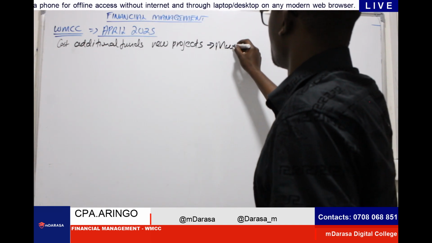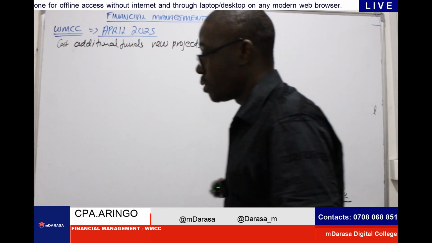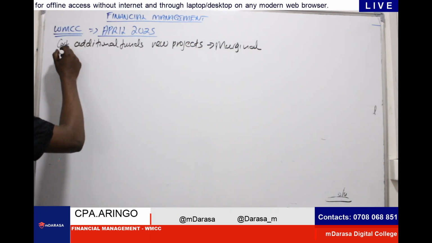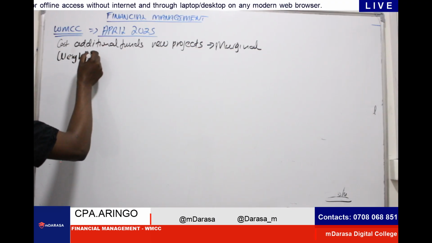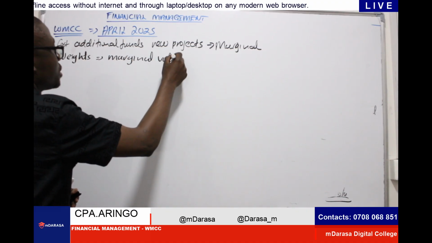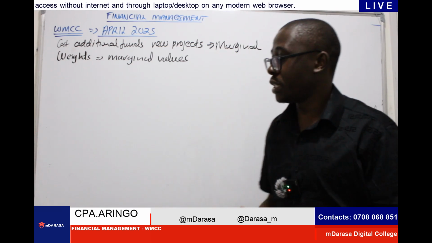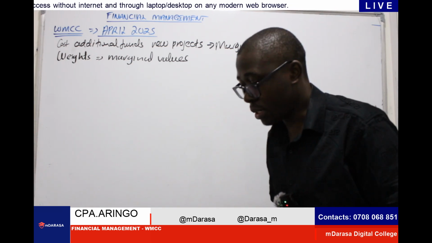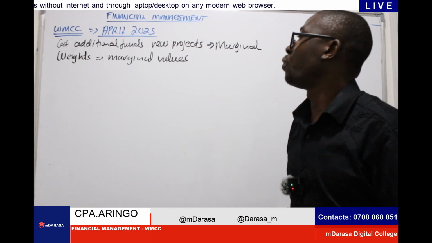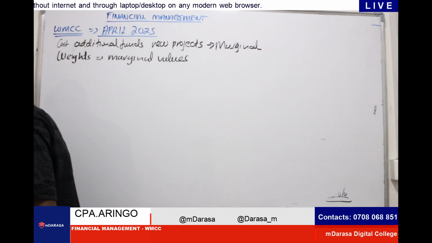The concept of marginal is additional. The difference with WMCC is that the weights will be determined on the marginal values that will be raised, compared to WCC, where the weights were determined on the market value. For WMCC, I will talk of the additional funds that we'll be raising. That will be important, okay?